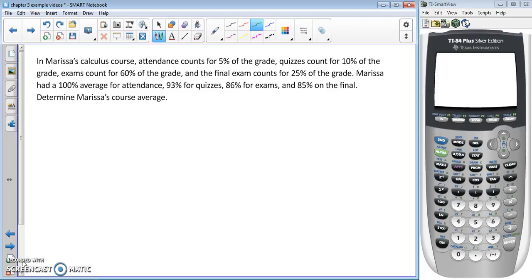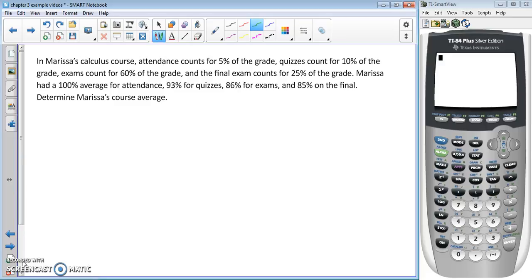We're going to look at some examples of weighted mean. So we can treat these the same way we did with group data and calculate them the same way in our calculator. So we have Marissa's calculus course, and she's got attendance that counts as 5% of the grade, quizzes that are 10%, exams that are 60%, and the final exam that's 25%.